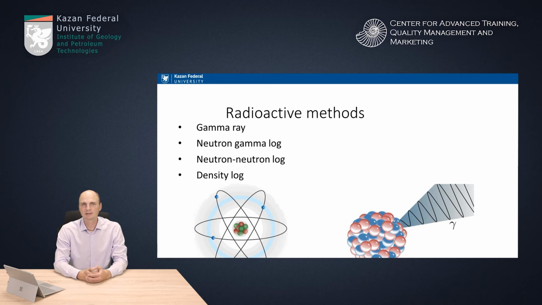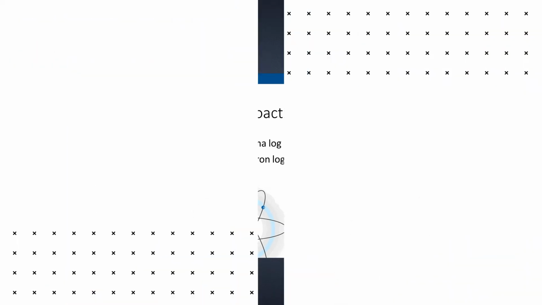In addition to electrical methods, we're going to have the radioactive methods. And we're going to look at the gamma ray log, neutron log, and the density log. But before we start talking about the radioactive logs, we're going to talk a bit about physics and about nuclear physics. All radioactive methods are based on nuclear physics.